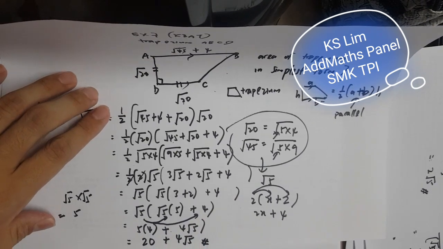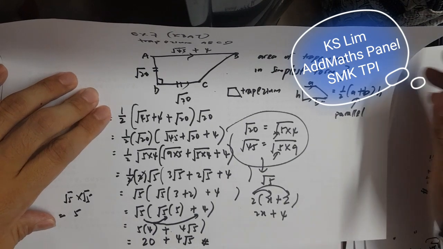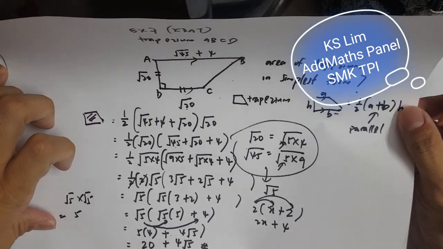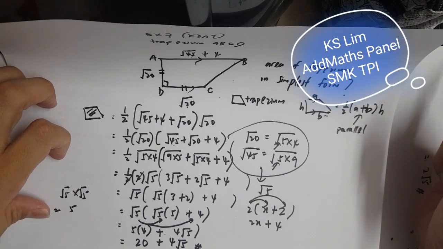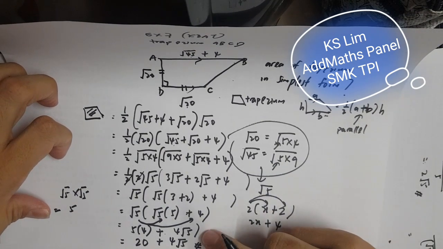The area of the trapezium in the simplest form cannot be simplified anymore. Can you see? The 5 here, how to get it even smaller? It cannot be, right? So that is your answer. This one is a little bit difficult. So I hope that for example 7, you have a look once again and once again until you can understand. The area of the trapezium is 20 plus 4 square root 5.